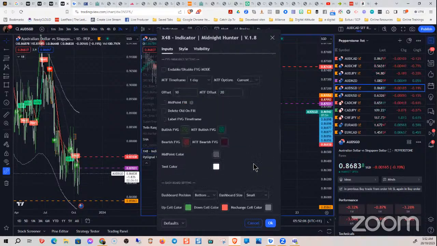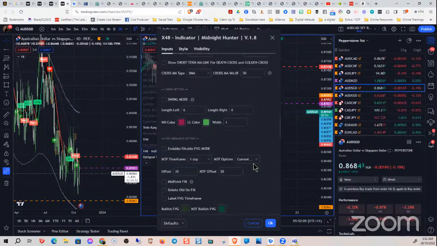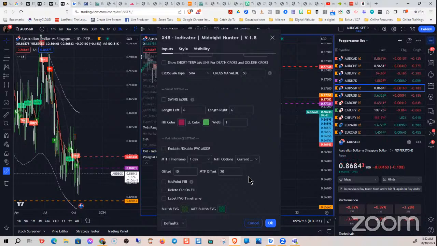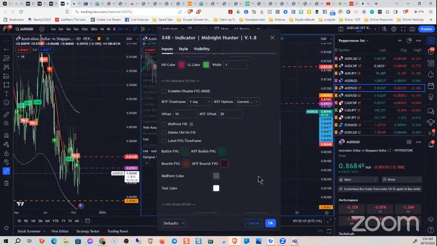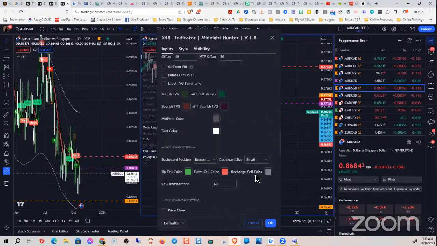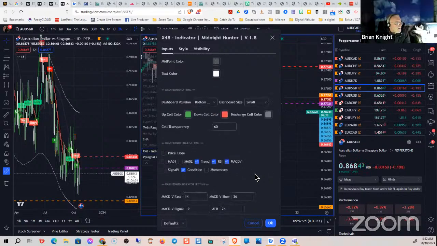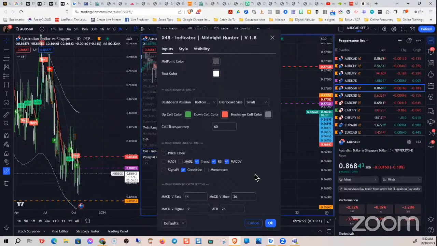MTF, go back up. MTF is 10 and 20. Okay, that's fine, but it's not ticked. No, I don't have anything ticked. That's why I'm looking, to make sure we're both the same, even though we don't have anything ticked. Our numbers are the same. Go down a little bit. 14, 26, 9, 26.